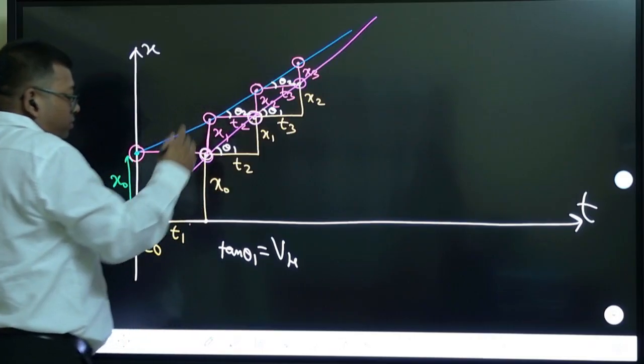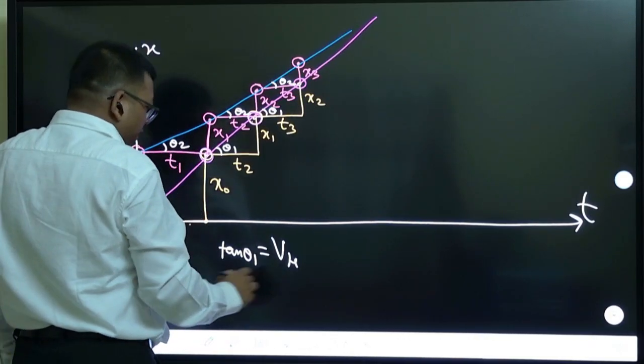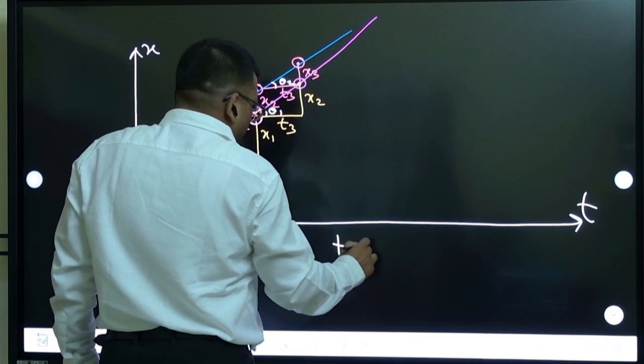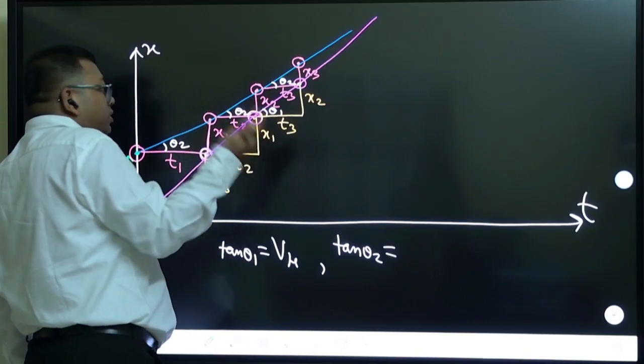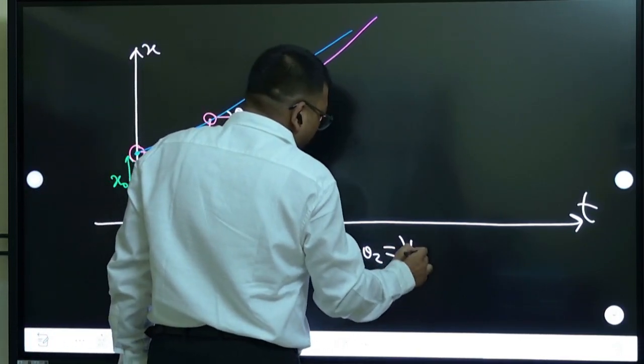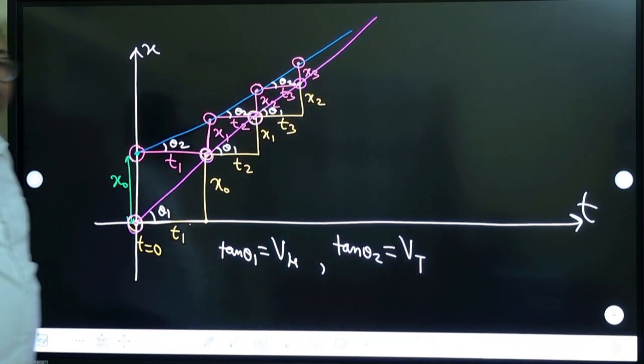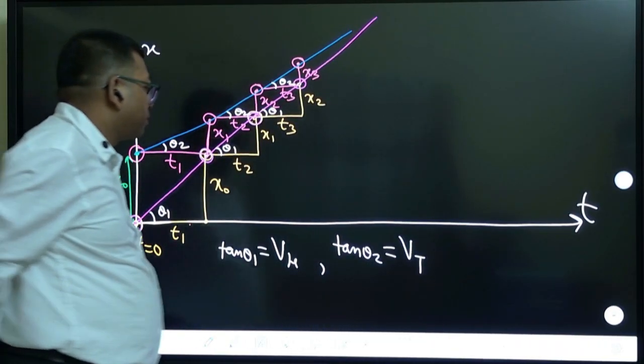Similarly, this line, if you take, is making theta 2, theta 2, theta 2, right? So this tan theta 2 is the slope of the position-time graph for which? For the tortoise. So this gives the velocity of the tortoise. Okay, now you have got it.